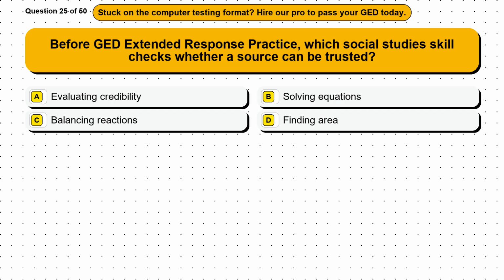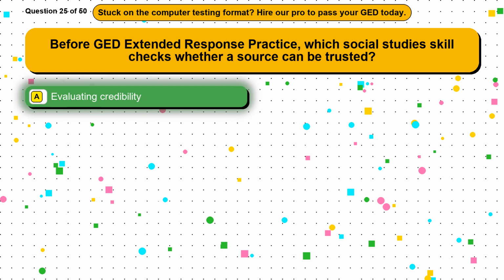Question 25. Before GED Extended Response Practice, which social studies skill checks whether a source can be trusted? Option A evaluating credibility. Option B solving equations. Option C balancing reactions. Option D finding area. The correct answer is option A. Evaluating credibility.